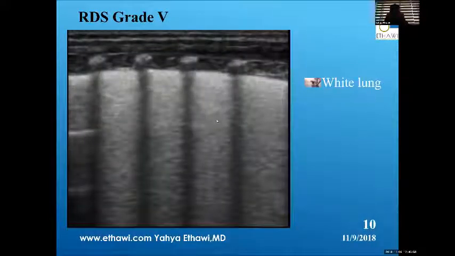Another type, grade 5 RDS, and you can see the B-lines extend to the end of the picture, absence of the A-lines, and increased echogenicity. And you can see here a somewhat less affected area where the B-lines become less intense and some A-lines appear. So there is severe RDS and a segment with mild RDS.